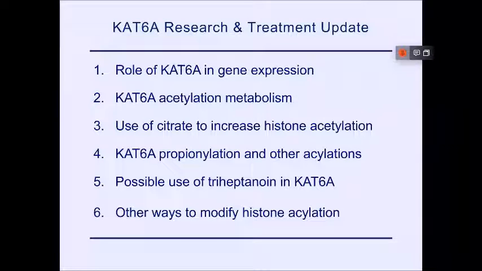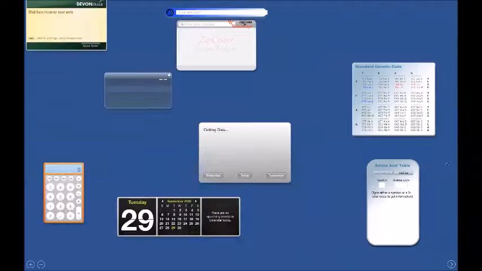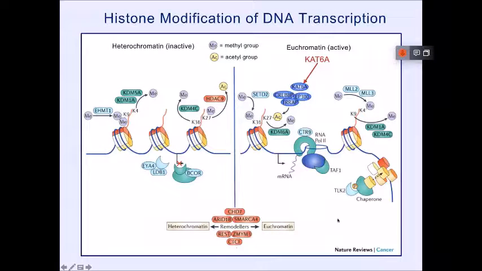Just understanding acetylation is hard enough, but we need to look into other aspects, especially propionylation, because propionylation supposedly has more of a regulatory role. I mean, acetate has a regulatory role, but certain major regulators in the genome require propionylation to open them up. And then we'll talk about triheptanoin, which is a way of generating propionate, and then some other aspects of histone modification.